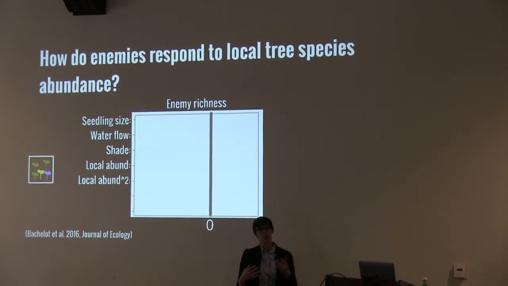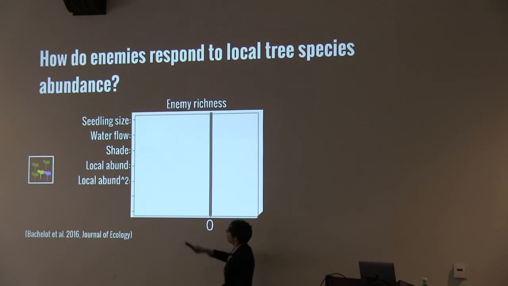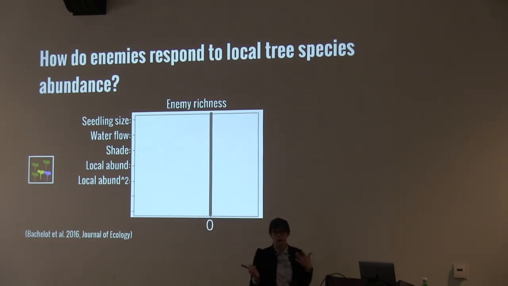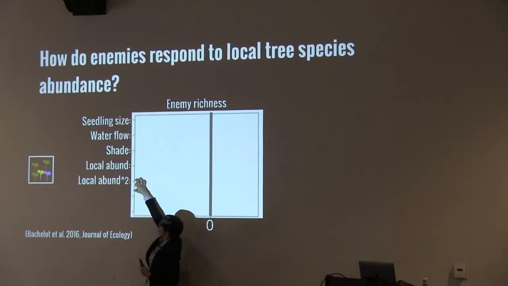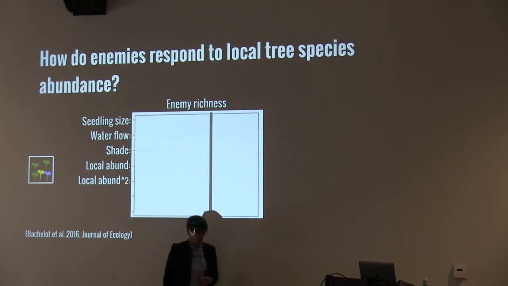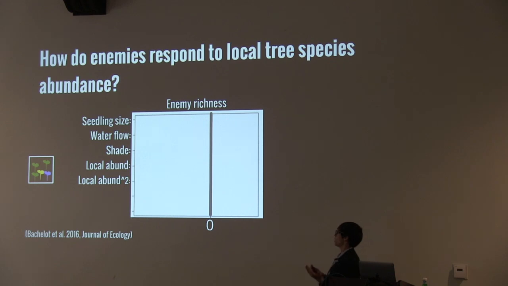Seedling size is just a way for me to account for the age of the seedling, and as you grow older, you're going to accumulate more damage in your leaf, so you need to correct for that. Water flow and shade are a way to correct for the fact that some pathogens might really like it when it's very moist, so it's kind of an environmental variable. But the one I really care about is the local abundance of the tree species, so this conspecific seedling density, and I put in a linear and a quadratic term to allow for more flexibility.